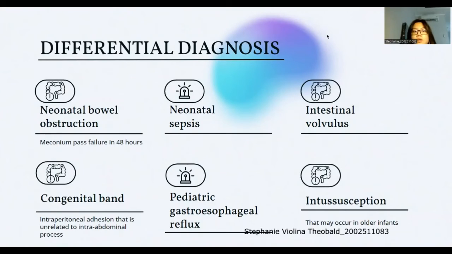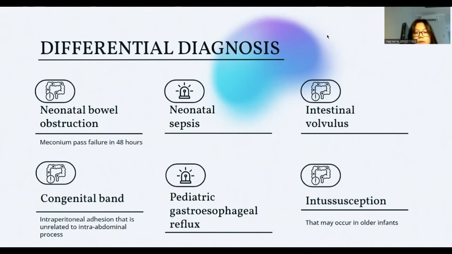The differential diagnosis of intestinal malrotation, especially in neonates, is not divided the same as in adults. So the first one is neonatal bowel obstruction. It happens due to meconium passage failure in 48 hours. Next is neonatal sepsis, intestinal volvulus, and congenital band, that is intraperitoneal adhesion that is unrelated to an intra-abdominal process.